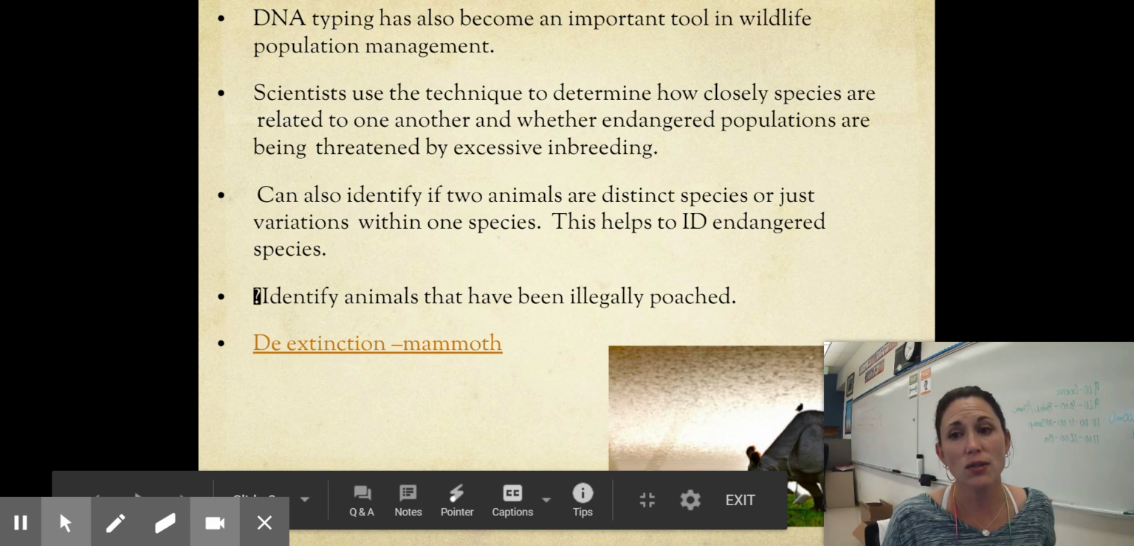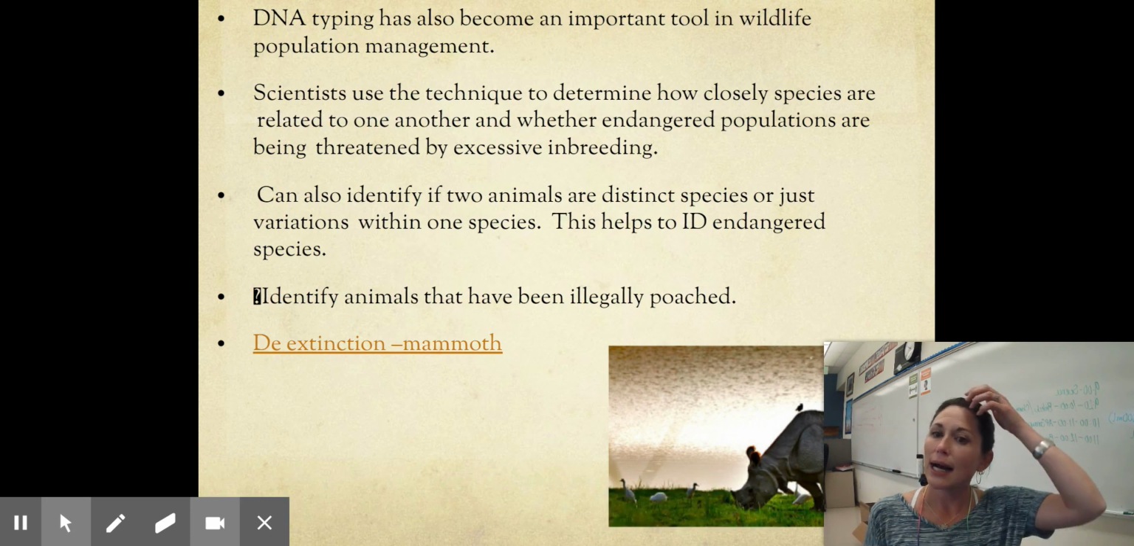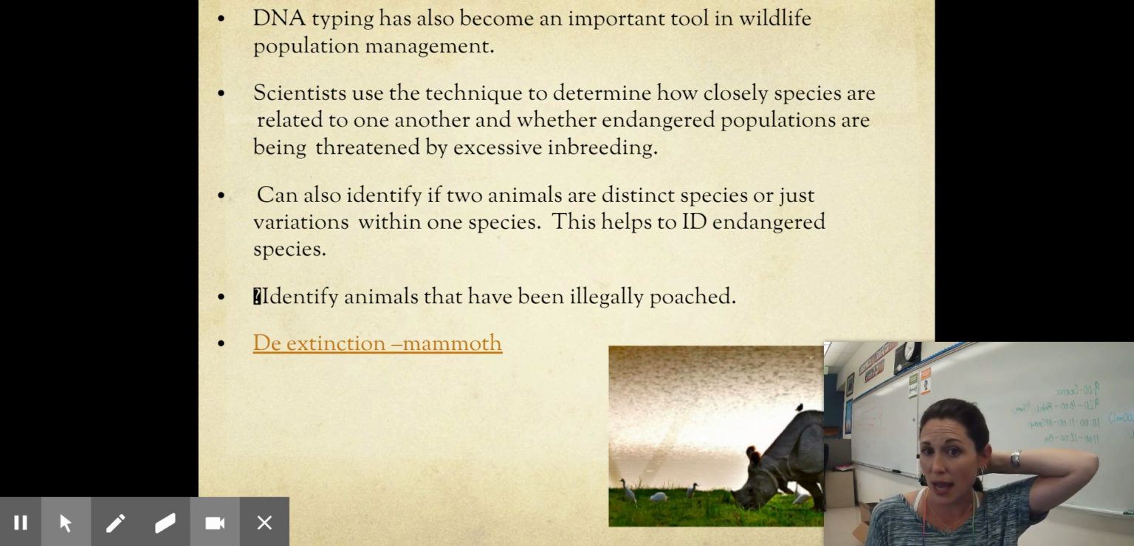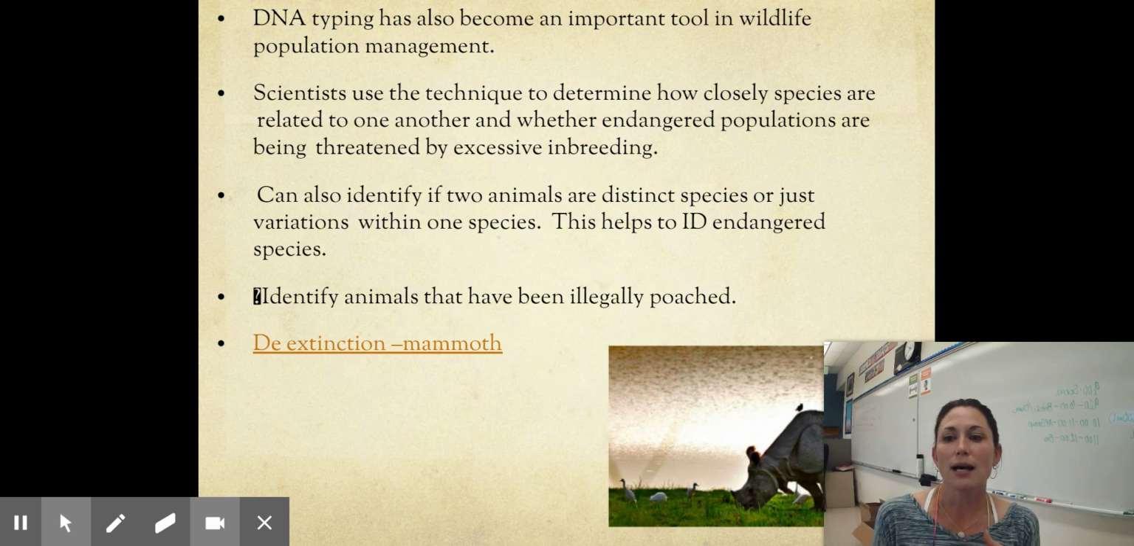Okay, so how else have we used this DNA tool? We use it often in wildlife population management, and the way that we do that is we look at how closely species are related to one another, because that can give us clues about whether these organisms have maybe been exposed to excessive inbreeding. The closer their DNA banding patterns are, the more closely they're related. And that will help us start to manage species a little bit better.